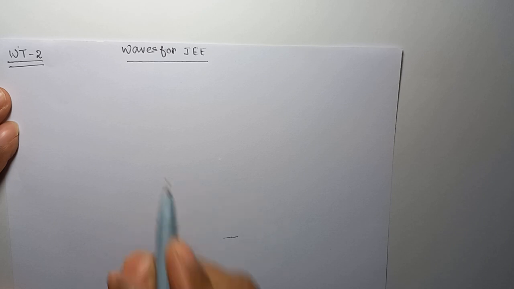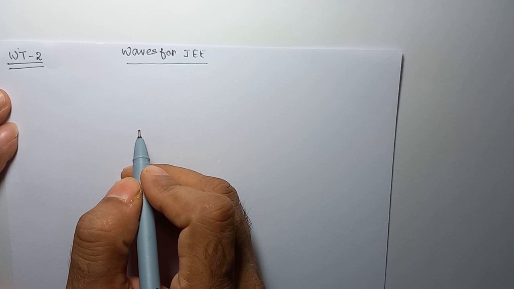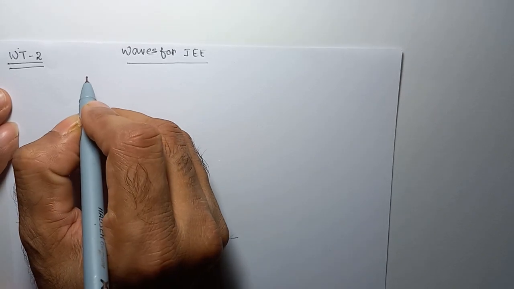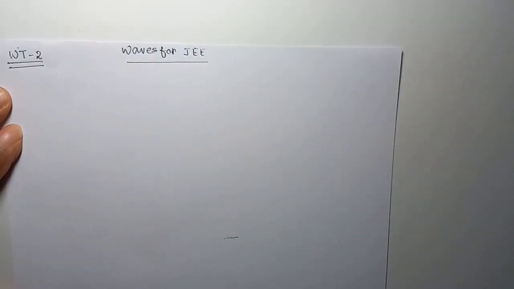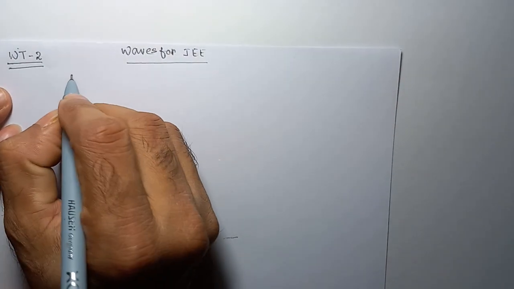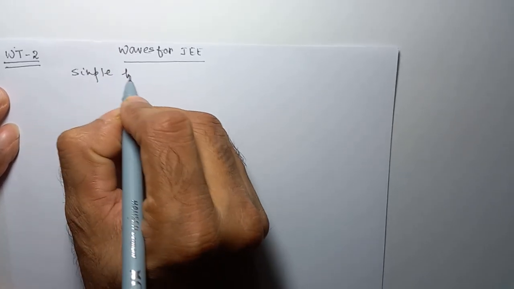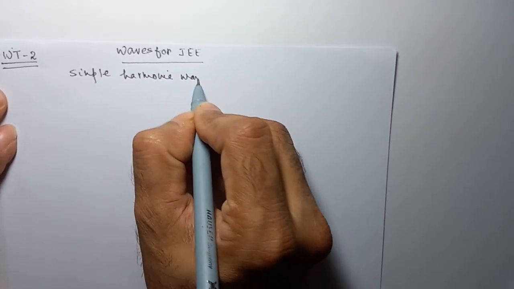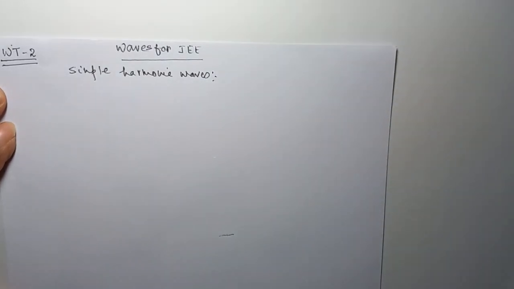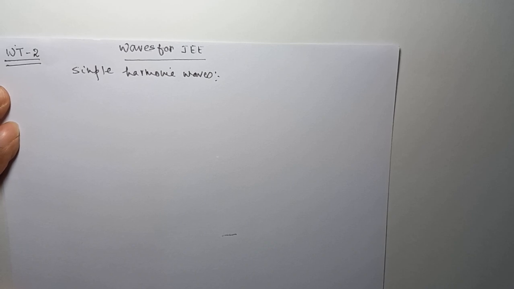In the last video, I discussed the mechanical waves and its types, transverse waves and longitudinal waves. And I also discussed the simplest form of the waves, which is simple harmonic waves. In this type of waves, which exist in both transverse and longitudinal waves, medium particles oscillate simple harmonically.